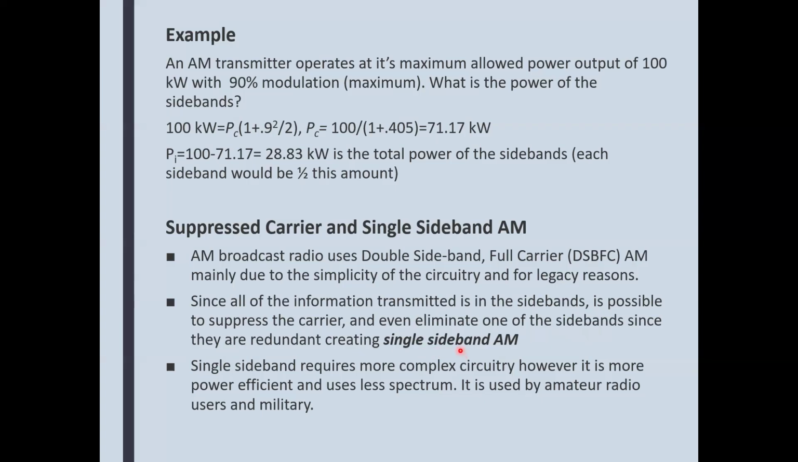Again, you can decide whether you want to transmit the upper sideband or the lower sideband, but then the receiver has to know how to tune it. If you're transmitting the upper sideband, the receiver has to tune to the upper sideband, and the same thing with the lower sideband. Single sideband requires more complex circuitry, yes. However, it is more power efficient, and it uses less spectrum. It is used by amateur radio and military.